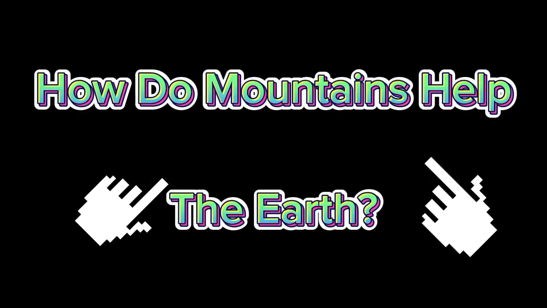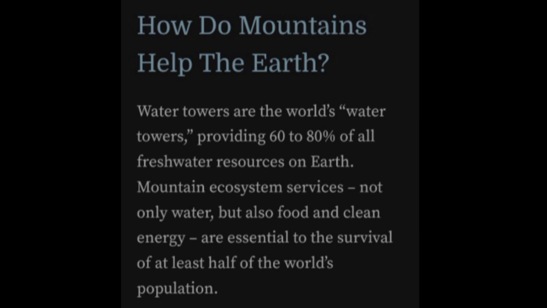How do mountains help the earth? Mountains are the world's water towers, providing 60 to 80% of all freshwater resources on Earth. Mountain ecosystem services, not only water but also food and clean energy, are essential to the survival of at least half of the world's population.